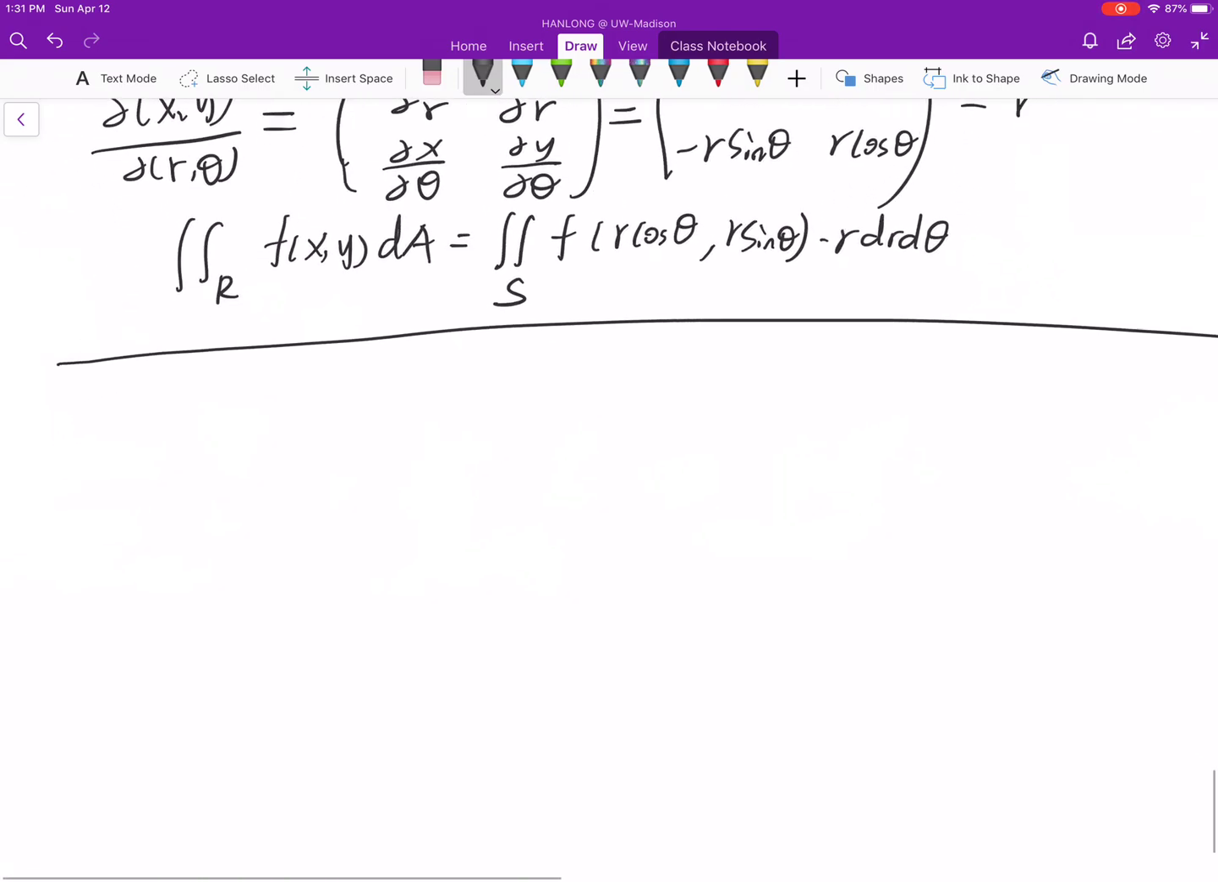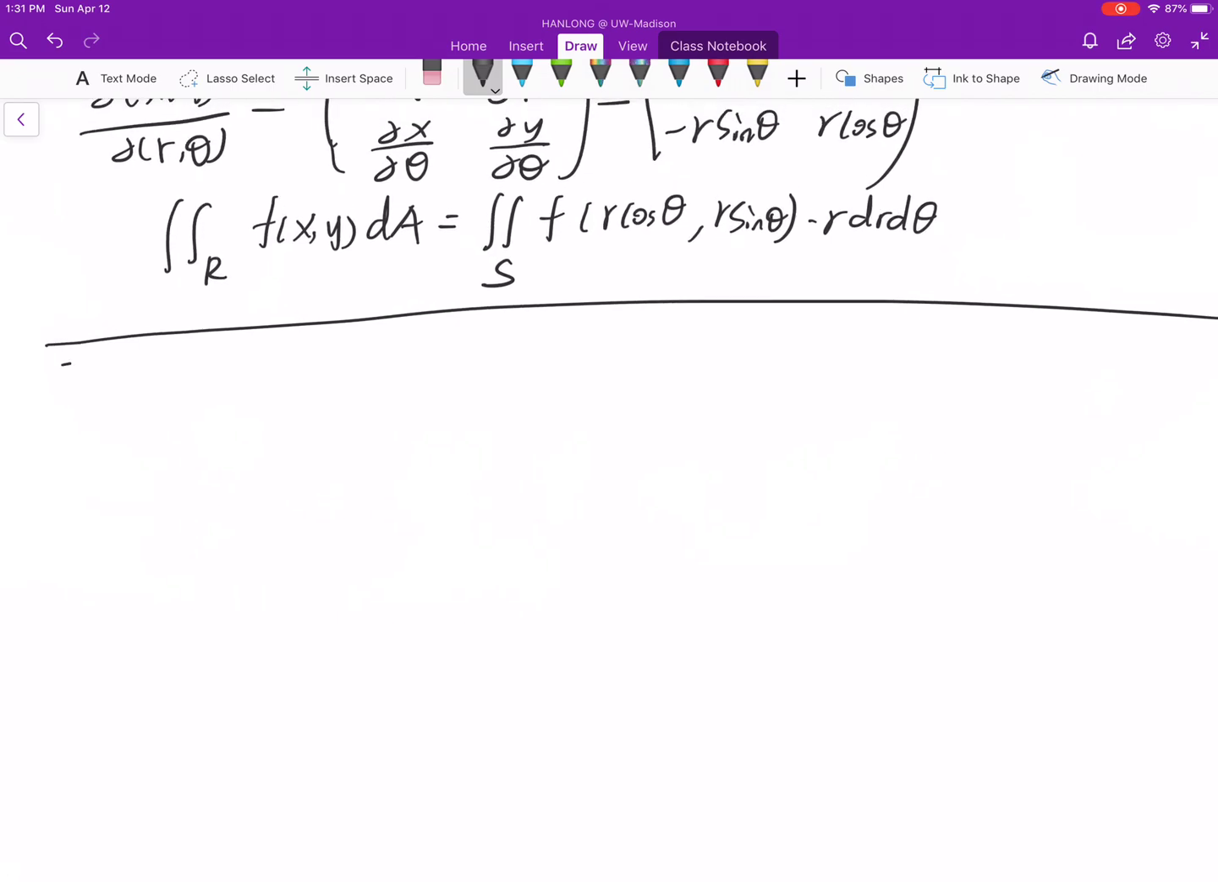Another example is the spherical coordinate. Actually, we already computed it last time, so I won't repeat it for you.